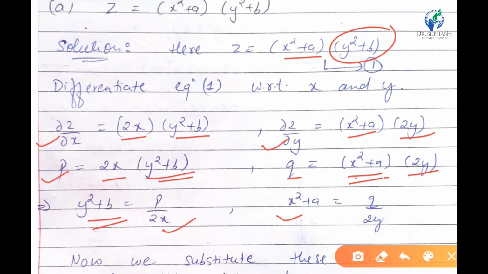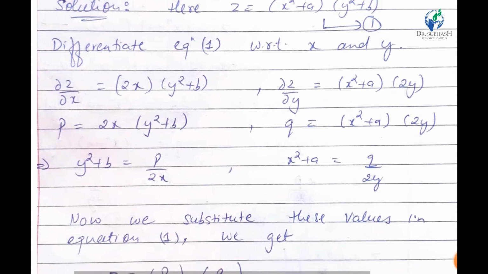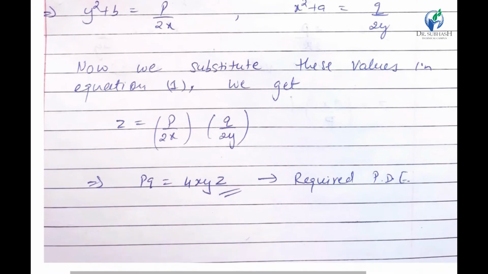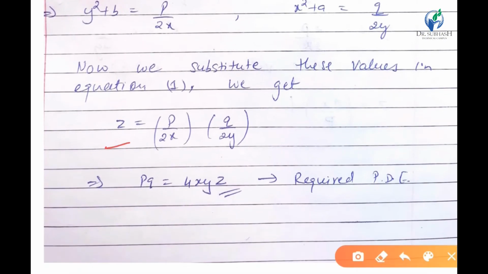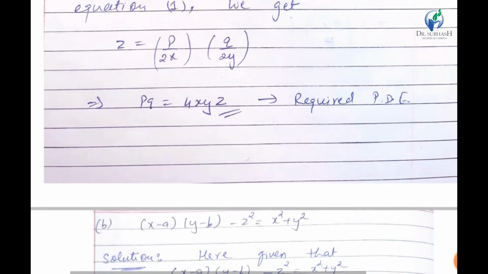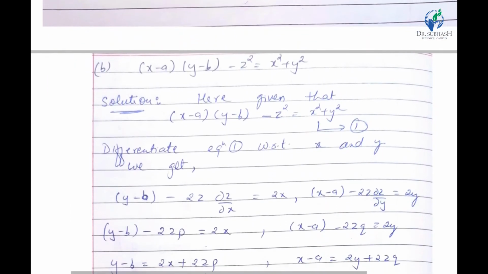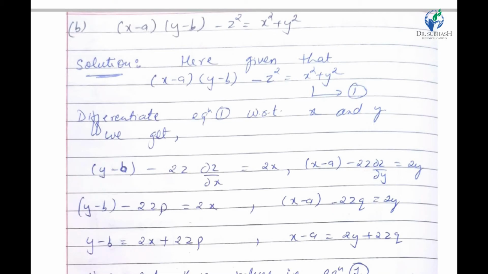Now we will put both values in the given equation 1. So we get z equal to p upon 2x into q upon 2y. By cross multiplication rule, this 2x and 2y will go with z and multiply. So we get pq equal to 4xyz. This is our required partial differential equation of first order. Let us take one more example.